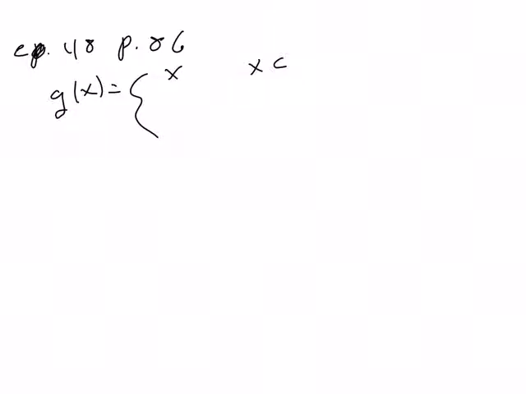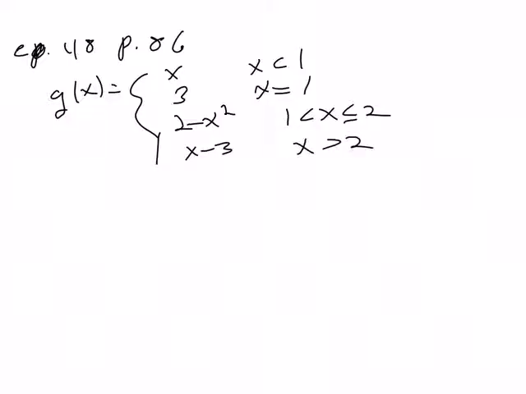I'm just not going to put any of the ifs in. I don't think I have been until now. It doesn't really matter. g of x is x if x is less than 1, 3 if x equals 1, 2 minus x squared if x is greater than 1 and less than or equal to 2, and x minus 3 if x is greater than 2.